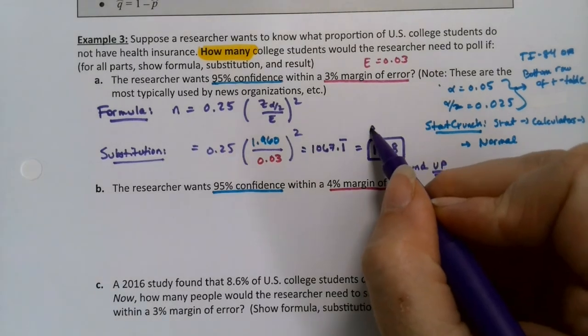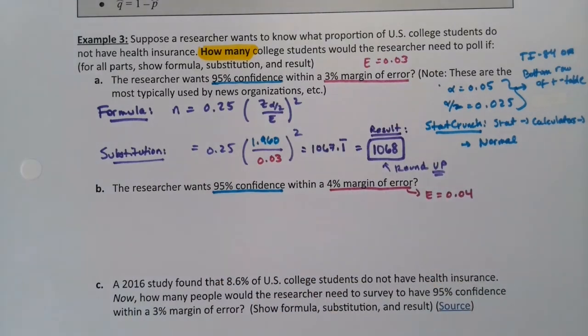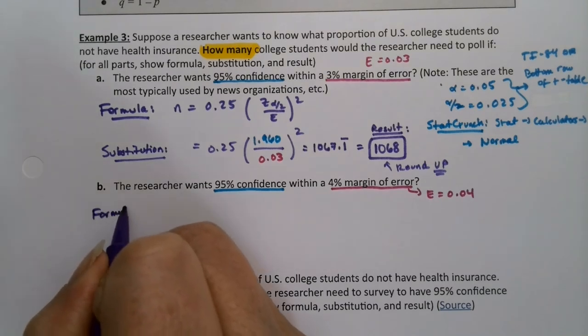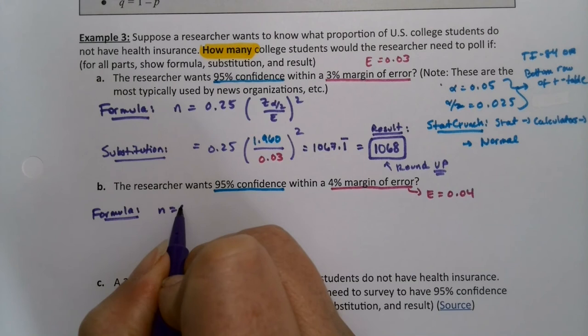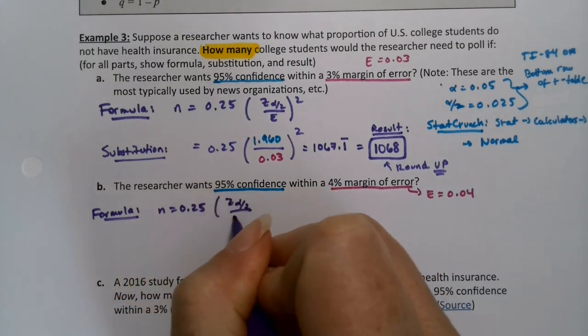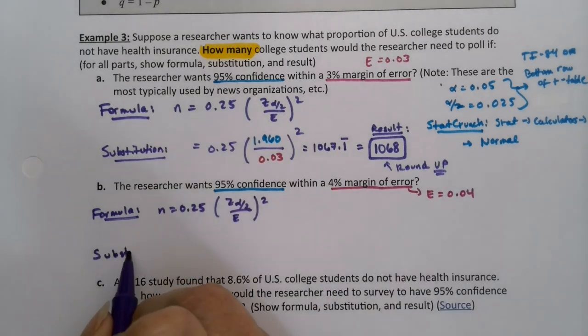Oh, and that's the result right here. So we have our formula, our substitution, and our result. All right, let's do it again. Formula is still the same formula. So n is 0.25 z alpha over 2 over the error squared. The substitution would be 0.25.